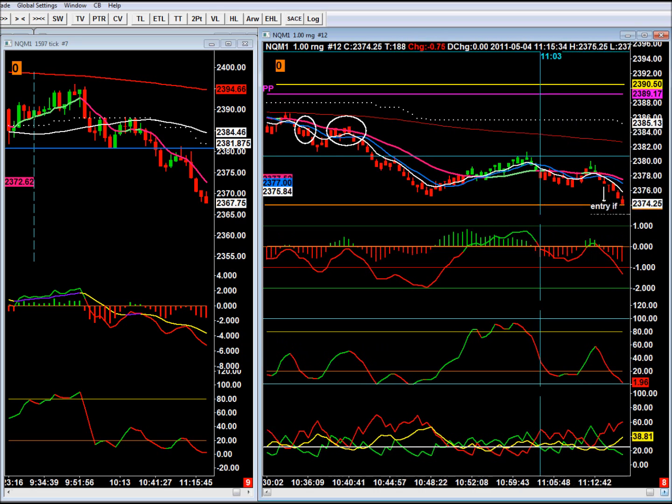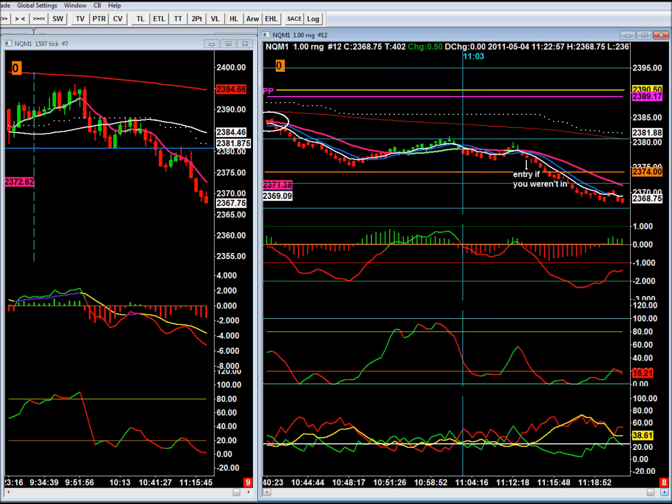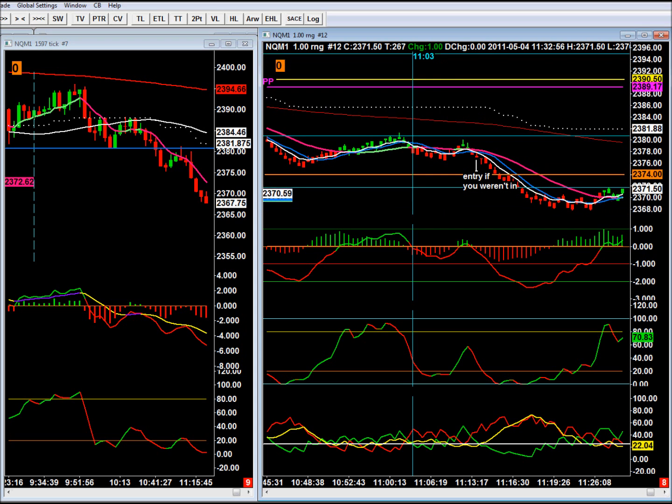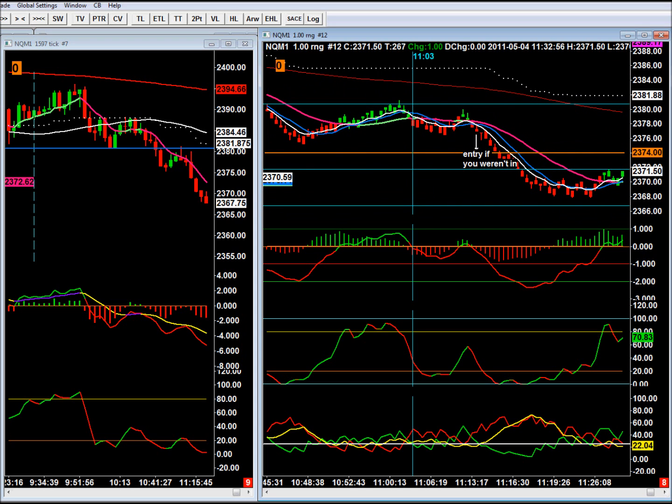This was a trade at 11:03, and it was a short right here. Indicator gets below zero. We're on the correct side of the moving average over here. We have a good slope on the moving average here. So we're good to go. We'll take it. And it's actually over here that we get in.